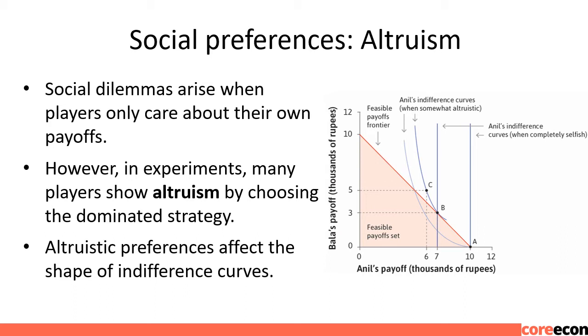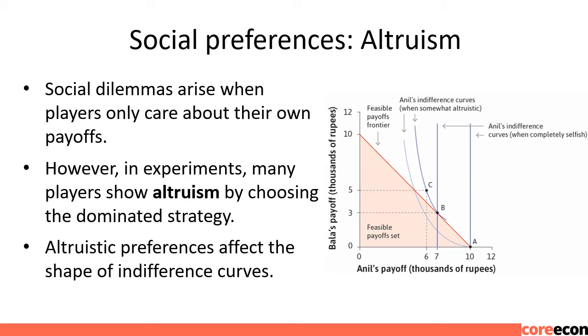If Anil finds 10,000 rupees, the feasible frontier shows all the ways in which this money can be split. Anil can keep it all as at point A, give all of it away, or split it in a manner given by the feasible frontier. What Anil does depends on his preferences.